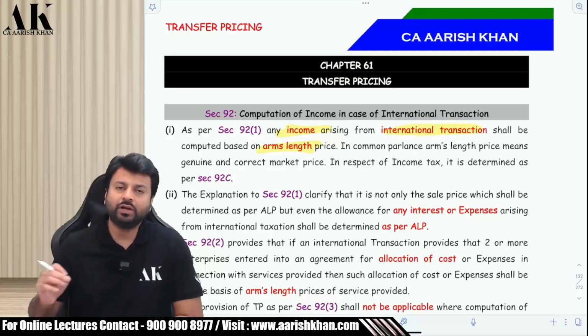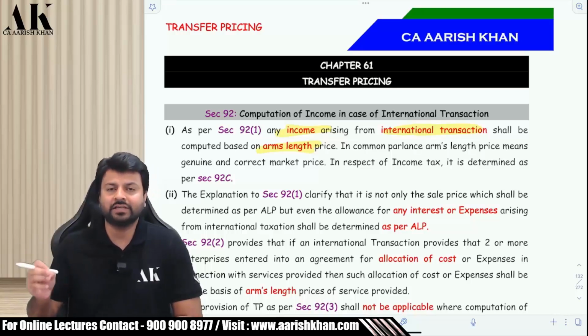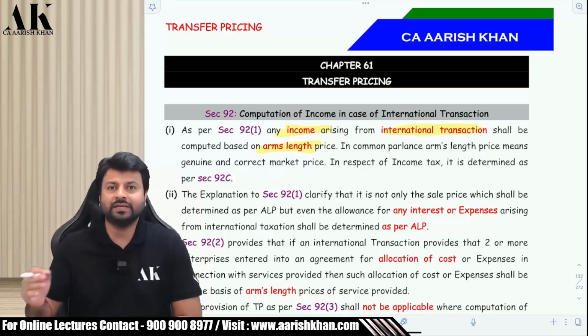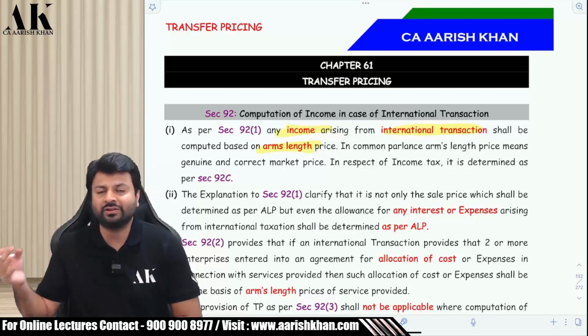Now, what is international transaction? That is defined in section 92B, which we'll see after some time. What is arm's length price? That is defined under section 92C. That also we'll see after some time.